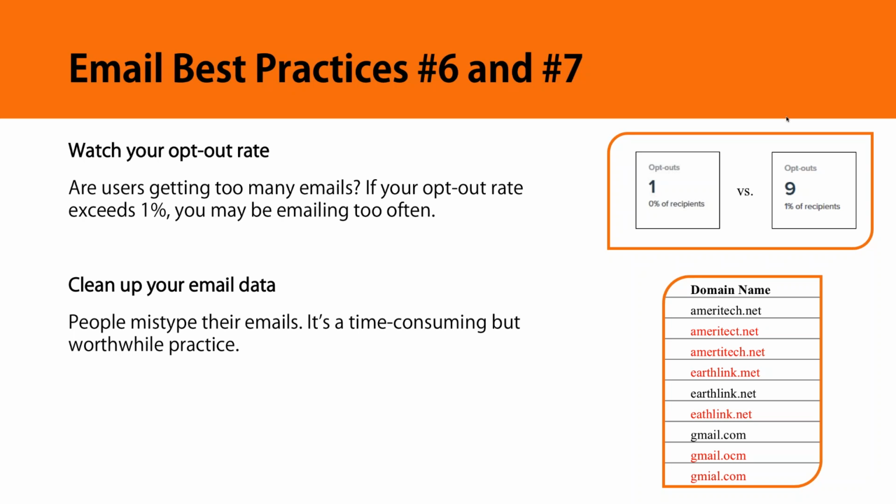And we've included a screenshot here of a list that we uploaded last week with misspelled domain names. Ameritech.net, if you see it misspelled, it's very clear to know that that email address needs to be fixed, that domain name needs to be fixed. Same thing with Earthlink, same thing with Gmail. So it's a cumbersome process, but really worthwhile. If you just take a look at your email data and clean it up before you upload it, it's really going to help improve your deliverability down the road.